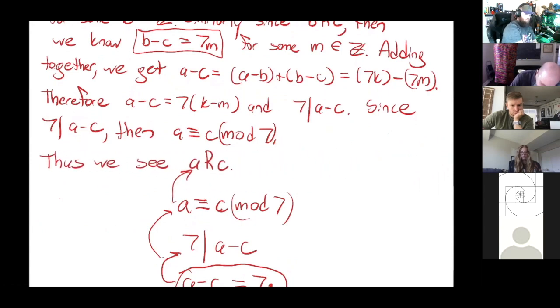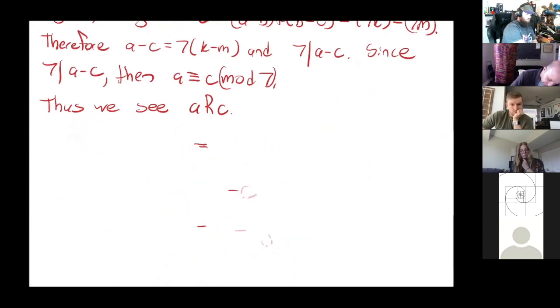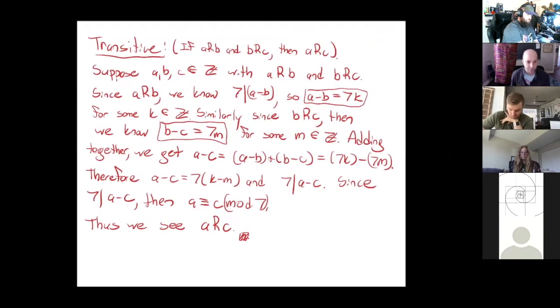Oh, can't fit it there. Okay. So that's our transitive proof there. And if you're getting the flow for these, I think they get increasingly difficult. So not that surprising that this took a little bit more work than the other ones.